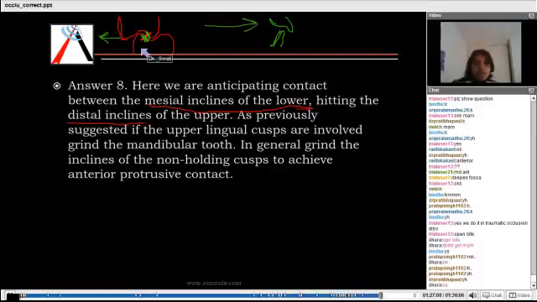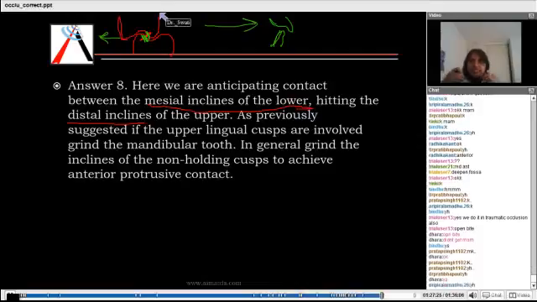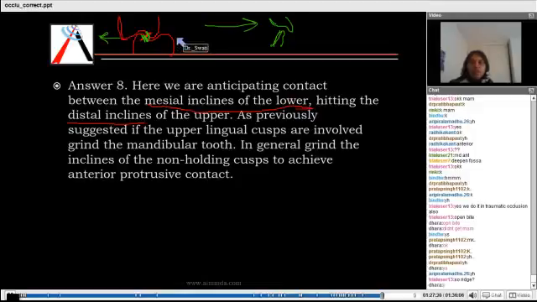Okay. See, what is happening is we are protruding, we are moving the lower jaw forward. When we are moving the lower jaw forward, all the mesial inclines of the mandible will be rubbing against the distal inclines of the maxillary. Okay, so in that particular case, we'll be selecting to grind these sides of the slopes. We'll be selecting to grind the mesial sides of the cusps which are interfering in mandible.